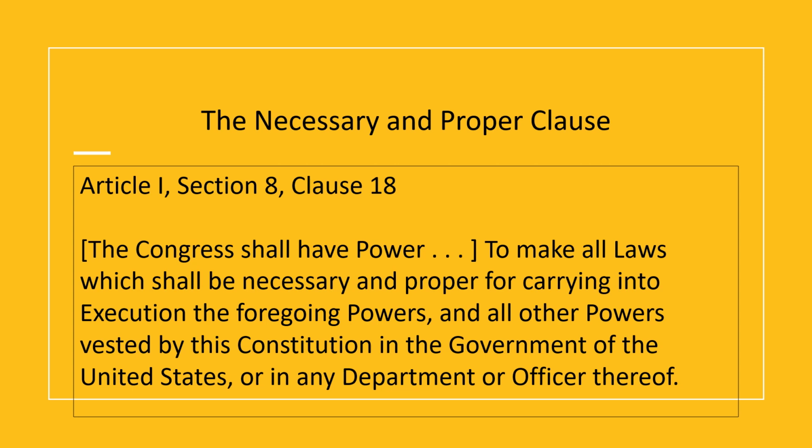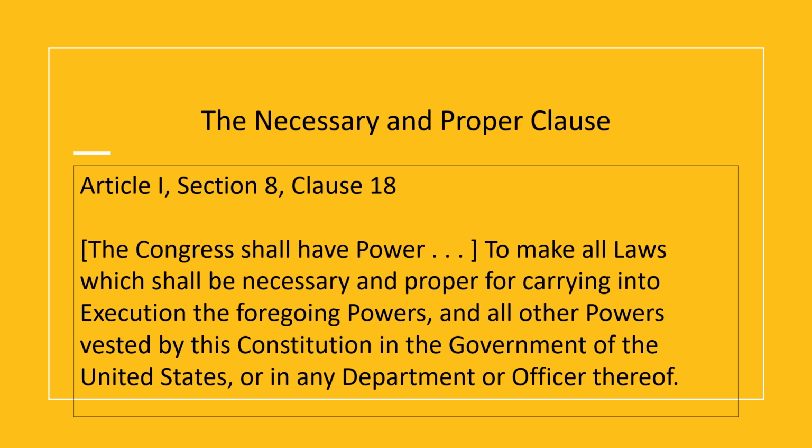So Article 1, Section 8 includes the power to tax. Article 1, Section 8 includes the power to raise and support armies, the power to declare war, the power to establish post offices and post roads, and many others. So these specific powers might require additional legislation in order to ensure that those powers can be carried out.